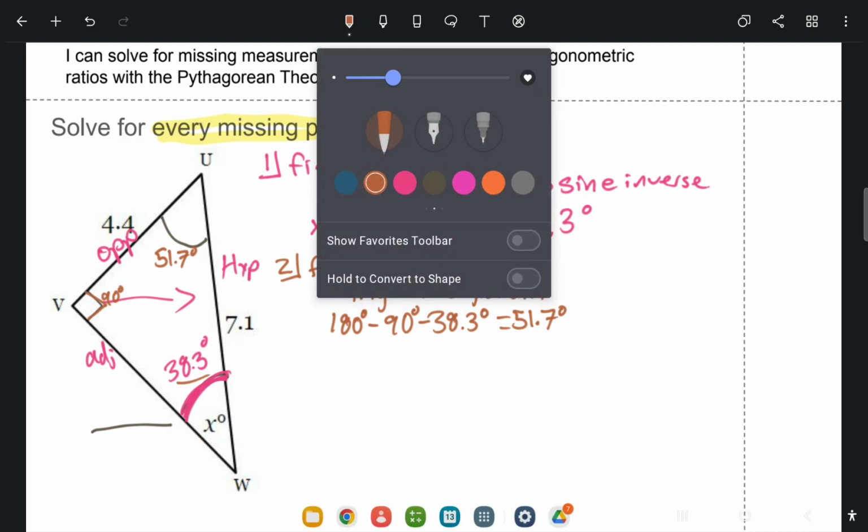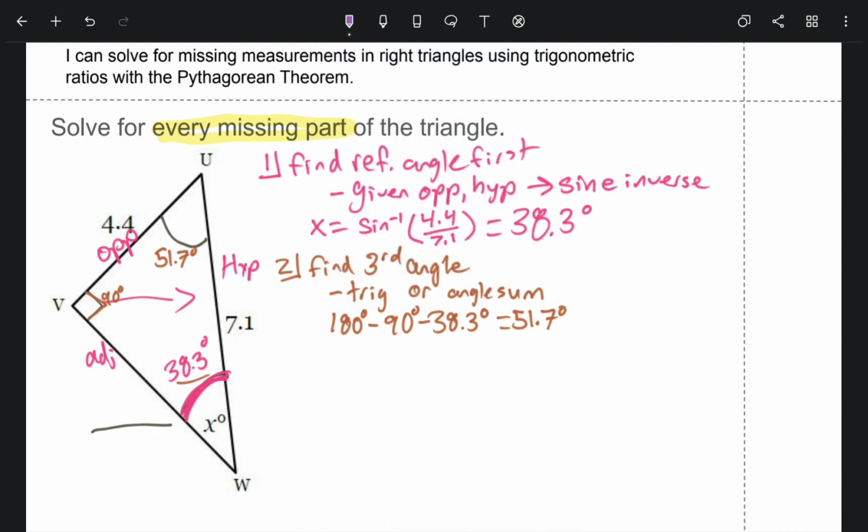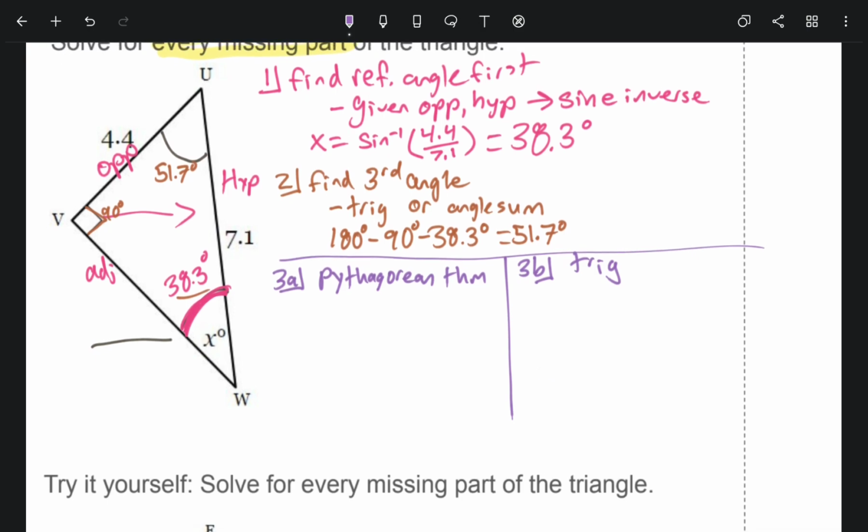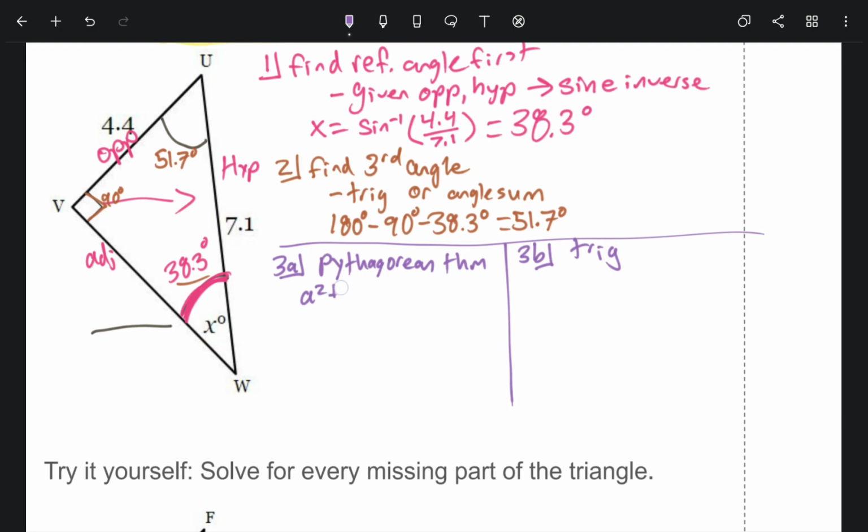Okay, we found two of the pieces. Now we could find the third. And there are two ways we can do this. We can either use Pythagorean theorem, or we can use trig. And you can pick which one you want to use. I'm going to start with the Pythagorean theorem, which, remember, a squared plus b squared equals c squared.